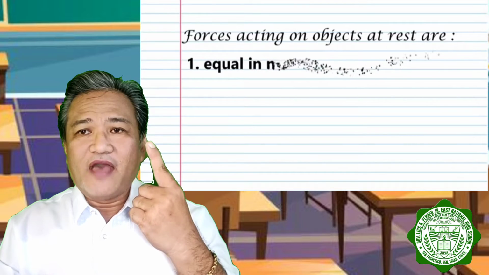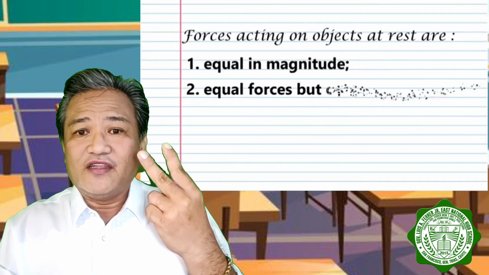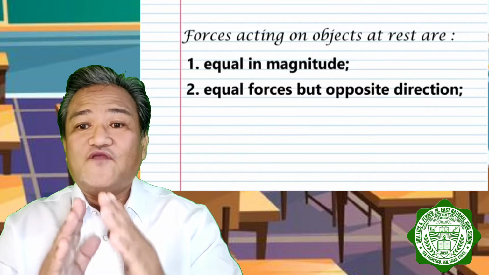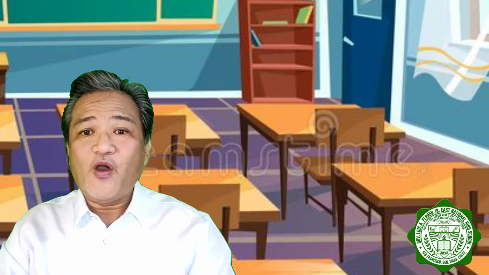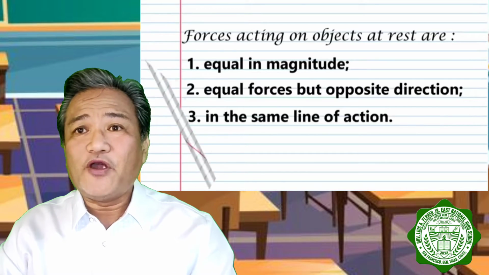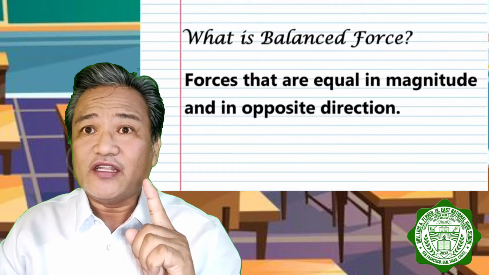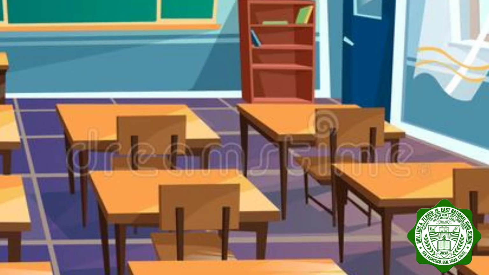1. They are equal in magnitude, 2. Equal force but opposite direction, and 3. They are in the same line of action. The forces are said to be balanced. What is balanced force? Balanced forces are forces that are equal in magnitude and in opposite direction, so there will be no motion in an object.